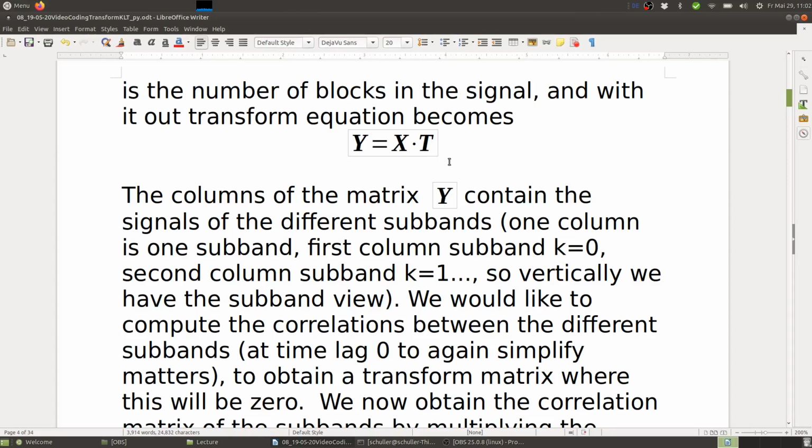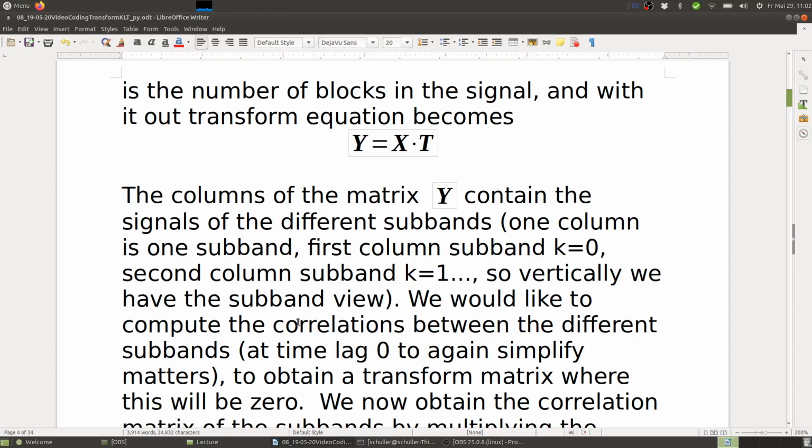Simple enough. So now we have a quite compact mathematical description. The columns of the matrix Y contain the signals of the different subbands. So the first column is, for instance, the lowest frequencies, the next column is the next higher frequencies, and so on. Right? So one column is one subband, first column is subband k equals 0, second column subband k equals 1. So vertically we have the subband view. So each column is one subband.